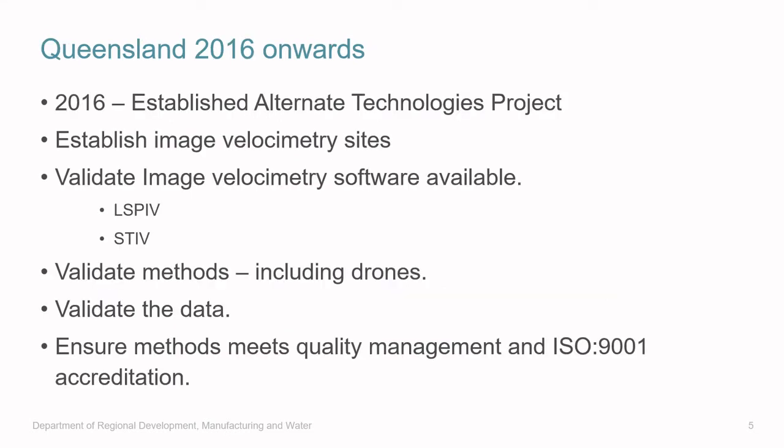So in 2016, we in Queensland established the Alternate Technologies Project, which involved establishing primarily image velocimetry sites, and the idea was to validate image velocimetry software and methods. We looked at LSPIV techniques and STIV techniques. And we really wanted to validate those methods, which included the use of drones, and validate the data against more traditional methods. Also importantly, we wanted to make sure that those methods could be incorporated into a quality management system under the ISO 9001 accreditation that we have.